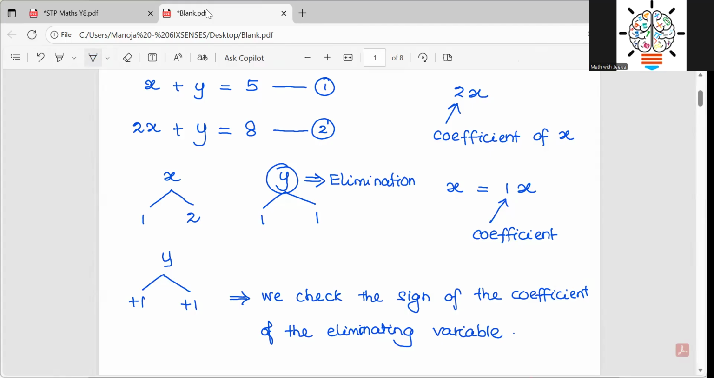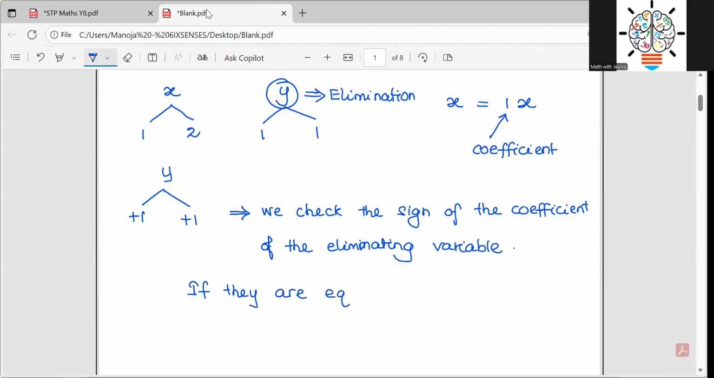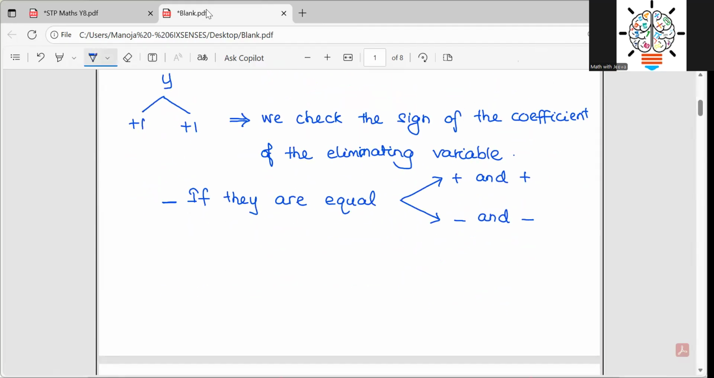Then after deciding the elimination letter, we check the sign of the coefficient of the eliminating variable, right? If they are equal, we have two options. One is plus and plus, that is one option like above. And the other one is minus and minus, right? If they are equal, what we do is subtract the equations.